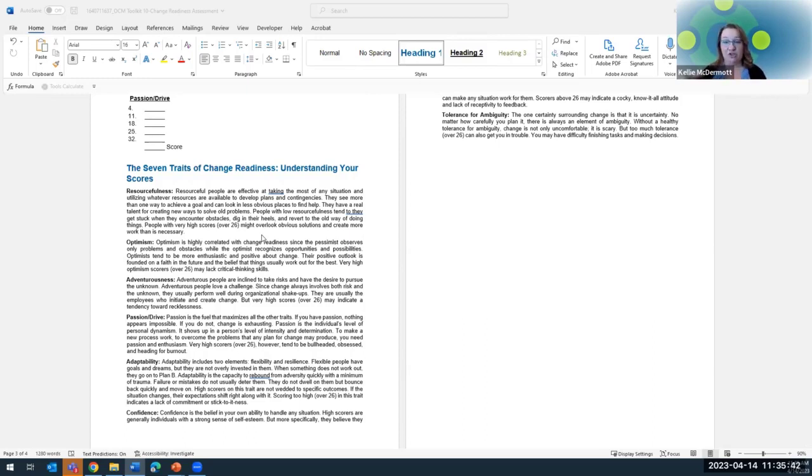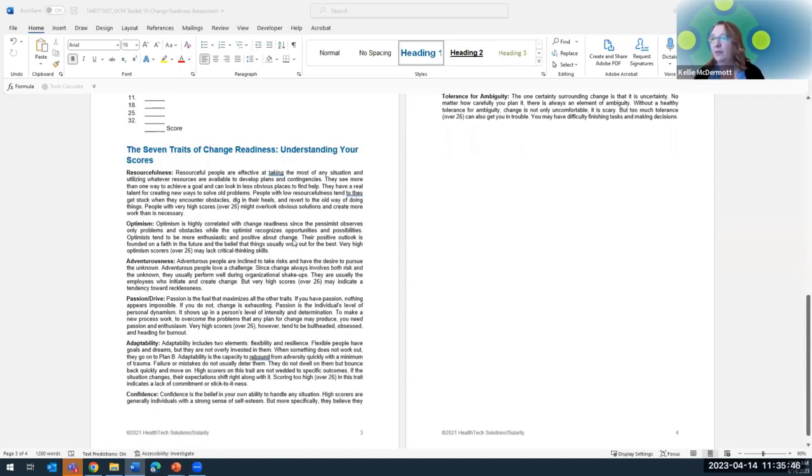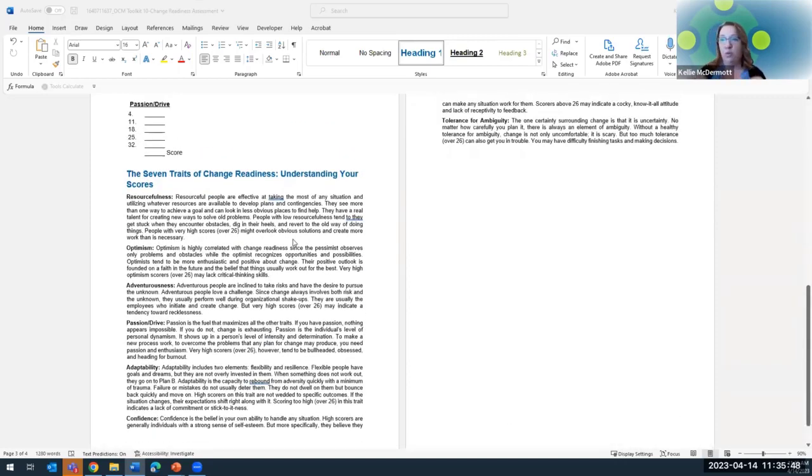Now, the average score for these areas is anywhere from 20 to 25. If you're scoring anywhere between 20 and 25 on all of these, then you're really well-rounded in change readiness. But people with very high scores, so over 26 in this, might overlook obvious solutions and create more work than is necessary.